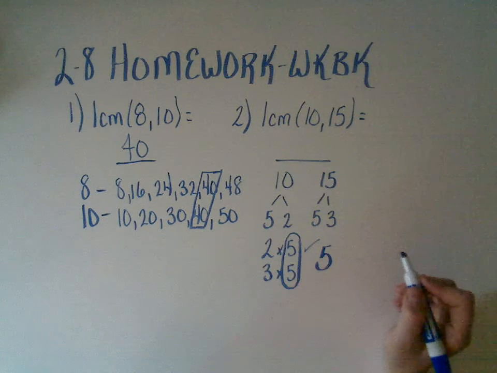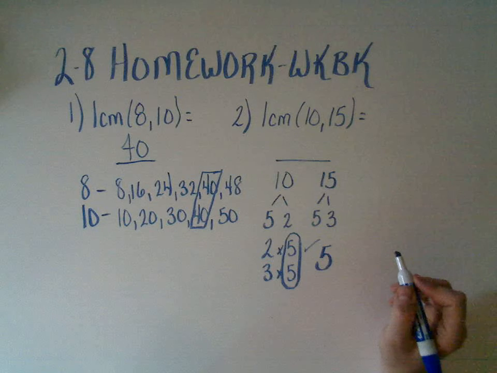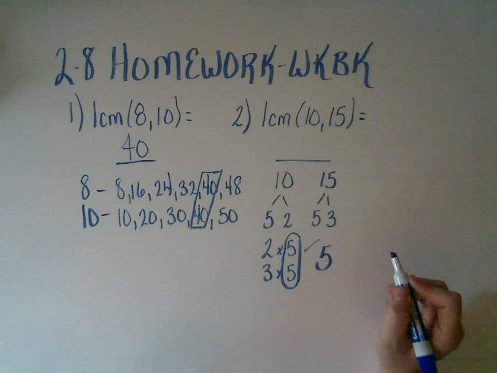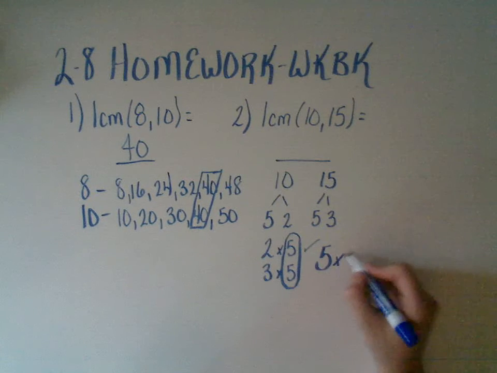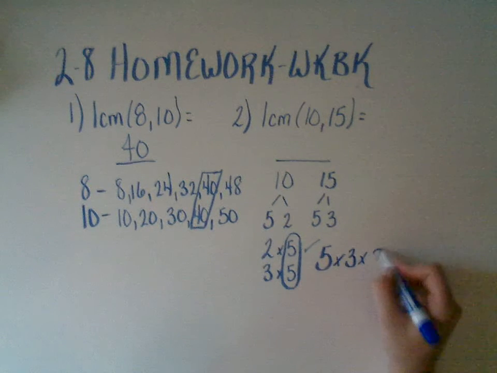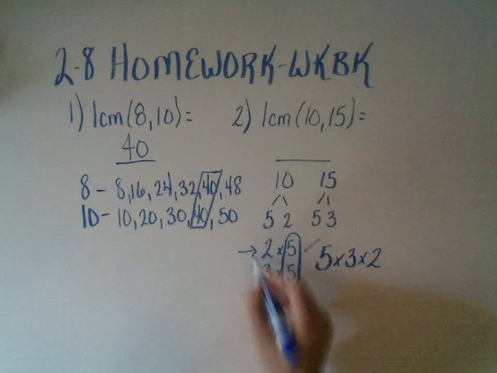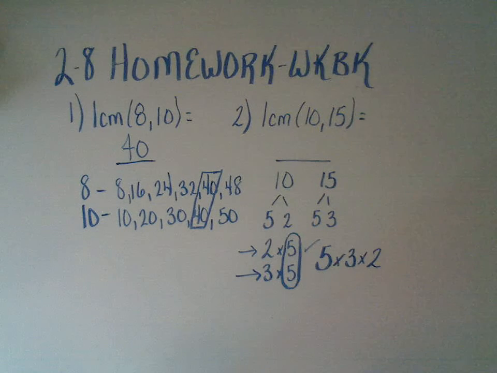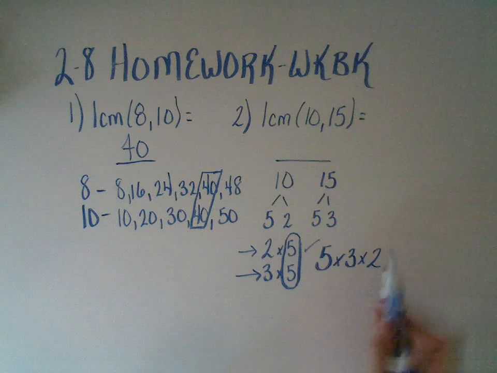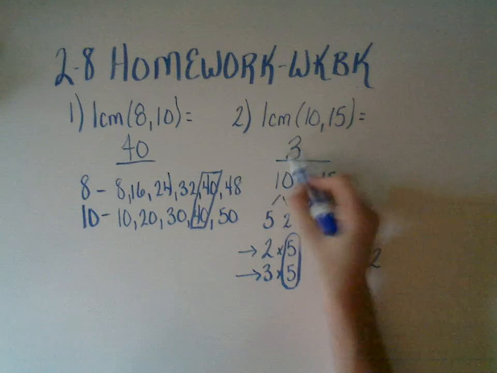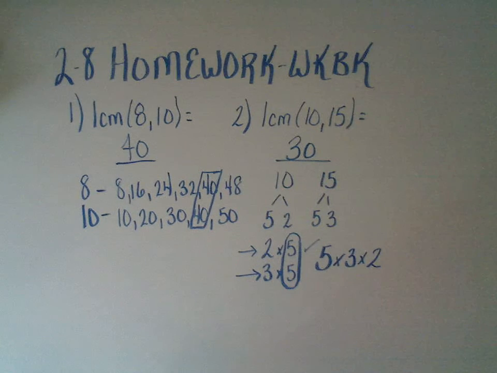And you're going to multiply that with everything that's not circled. Doesn't matter if it's a top row, bottom row. If you didn't circle it, it goes into the computation. So the 3 and the 2, both of which are not circled, have to go into this computation. And so I'm going to do 5 times 3 is 15 times 2 is 30, and that's the least common multiple of 10 and 15. Again, it does not matter which technique you employ. Use whatever is most advantageous for you.